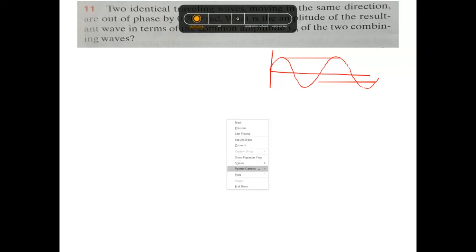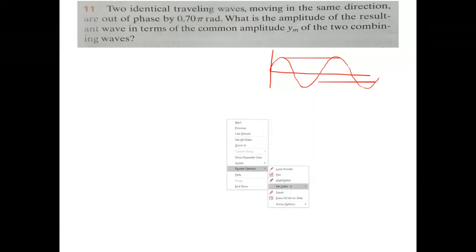Okay, this is my first wave. And how many waves are given here, my dear? You can just read the question. Two identical waves. This is my first wave, and you have another wave, and both waves are moving in the same direction. For example, according to this diagram, the wave is moving to the right-hand side. What is my second wave? I can change the color of the second wave, and by that you will get the idea. So I can change the color to green.